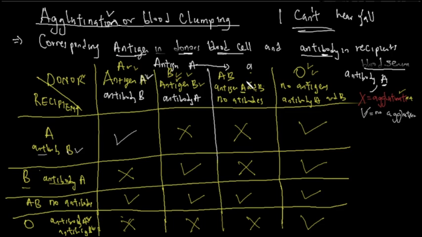Now, did you also notice that AB can only give AB? It can't give anybody. The only person AB can give is AB. And O can only accept from O. Check as donor: bad, bad, bad. The only place AB as a donor is accepted is when it is giving to AB. As a recipient, bad. But the only place it allows recipients is O.